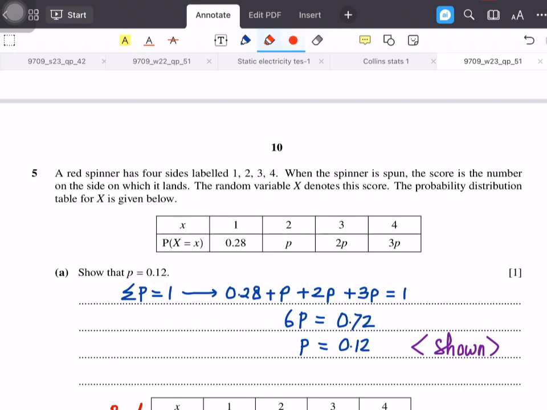So students, in order for the probability distribution to be valid, the total probability must be 1. So the equation is 0.28 plus P plus 2P plus 3P is equal to 1. So 6P is equal to 0.72 and P is equal to 0.12.